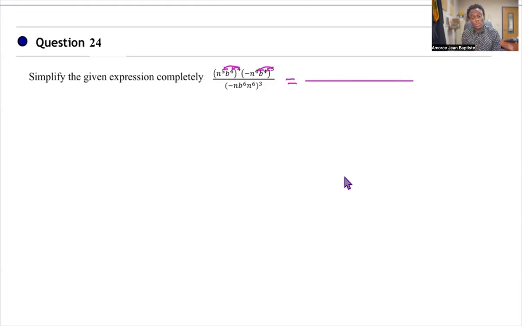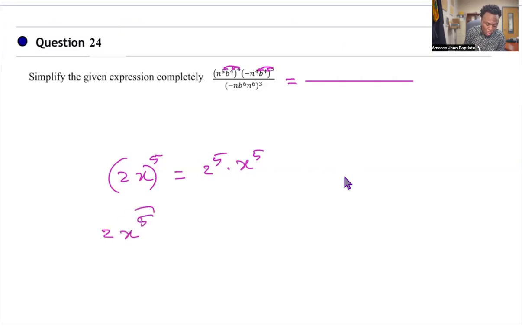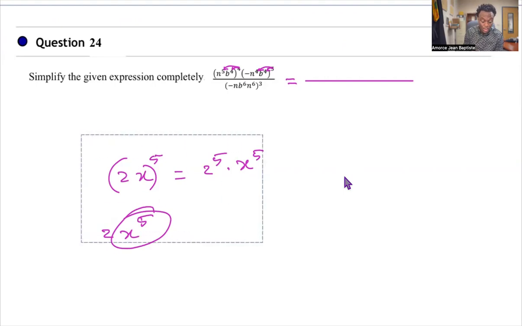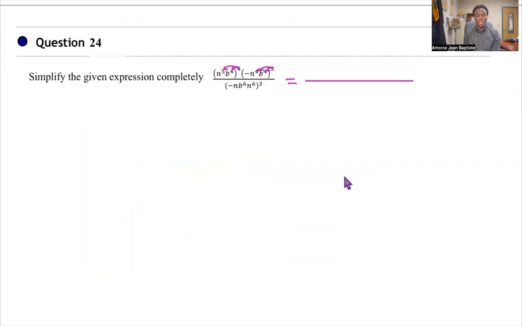And the coefficient will also take the exponent. So if I have (2x) raised to the power 5, that is 2 to the power 5 times x to the power 5. Whereas if I have 2x to the power 5, only x has the power 5. So the parentheses are very important when we have them in exponent properties.